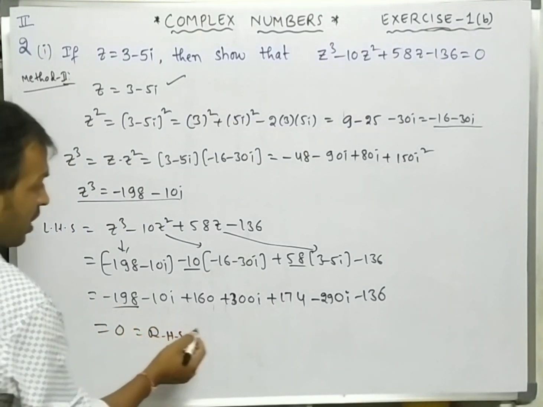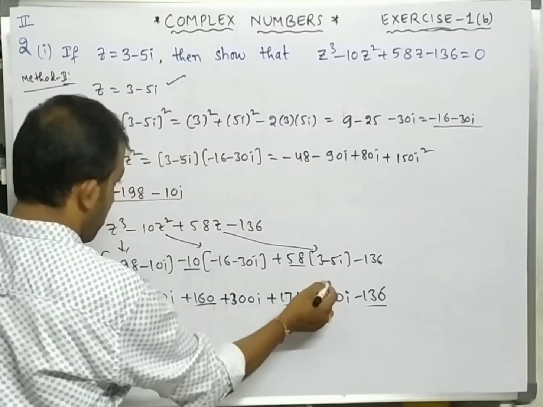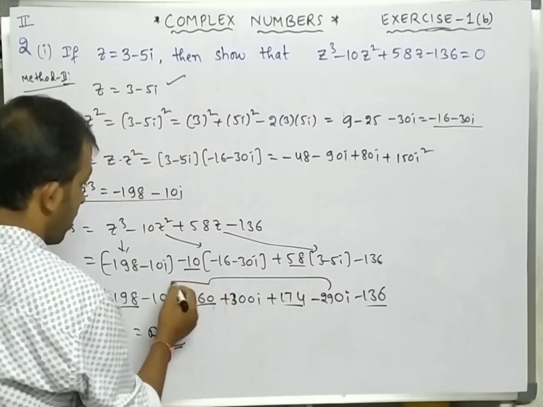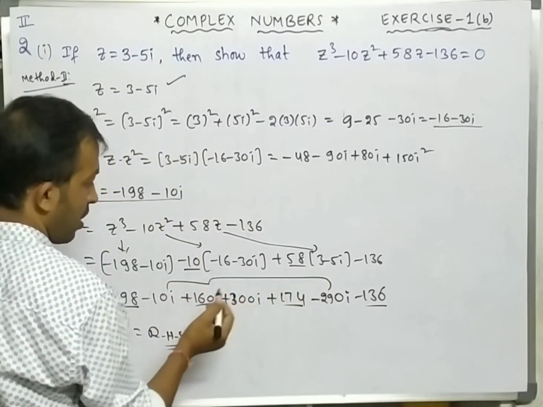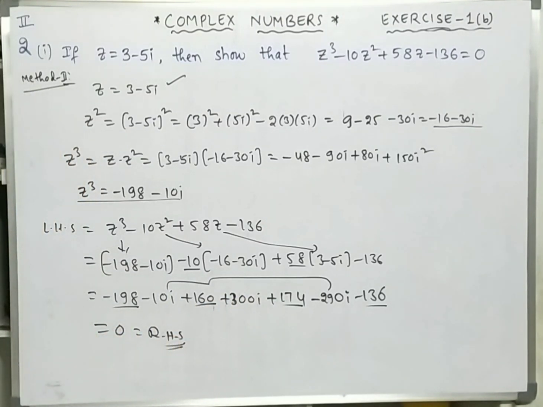Minus 198, 160, 174, minus 36. Minus 299 and 290 minus 10, minus 300 plus 300i cancel. Finally we will get 0. Okay, right. So in these two methods we can select any one of the methods to solve this problem.